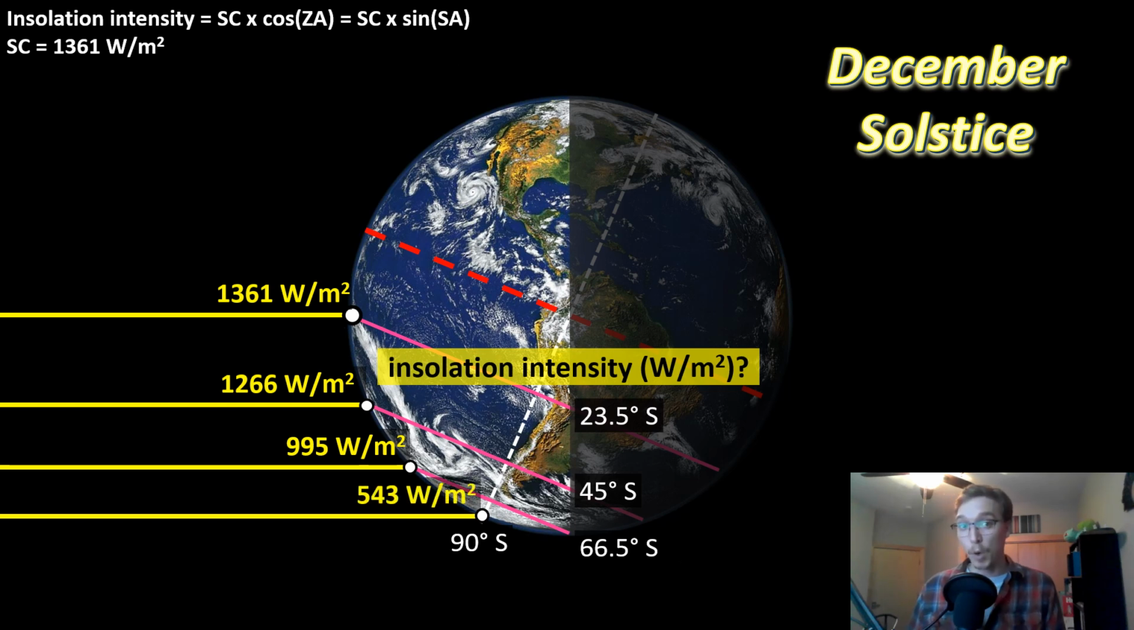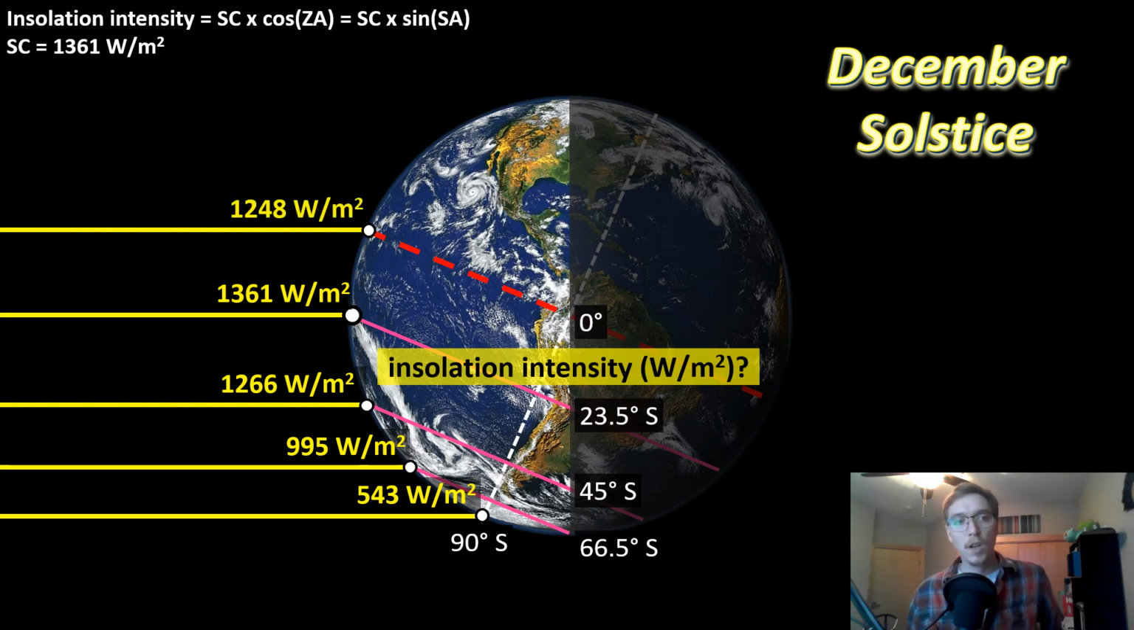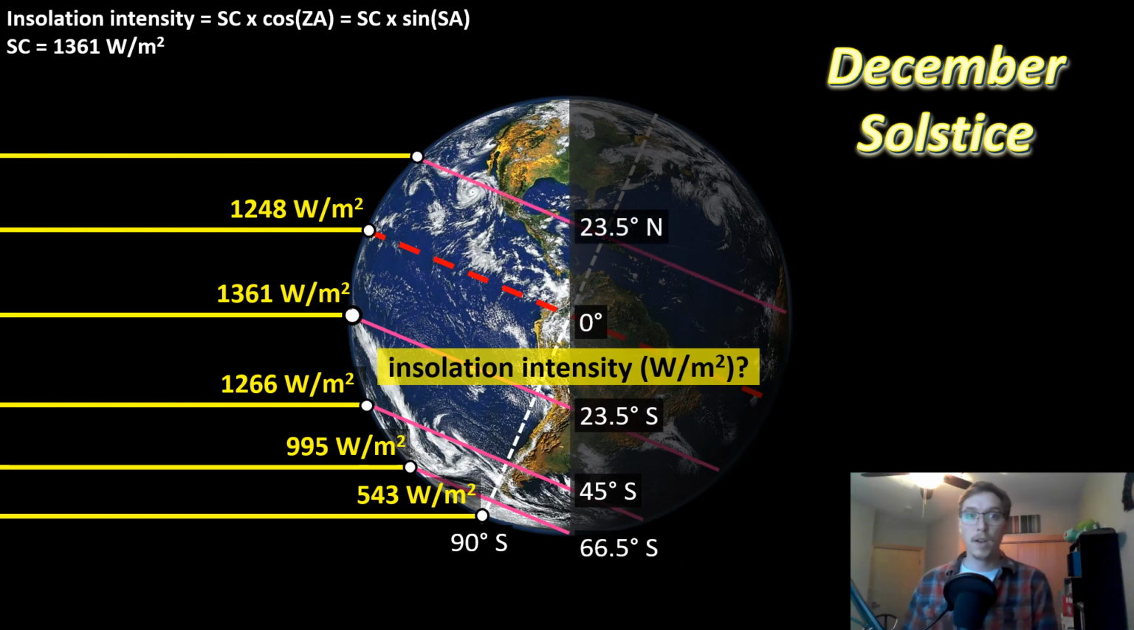Now, if we flip and we're going northward, if we hit the equator, 0 degrees, so our zenith angle there, not too much less than the solar constant, 1,248 watts per meter squared. But you'll notice as we go up further, it starts to very rapidly fall off. So at 23.5 degrees north latitude, it's 928 watts per meter squared.